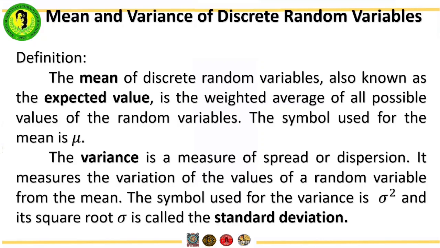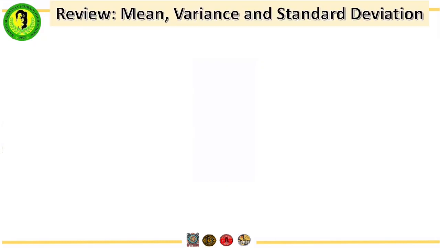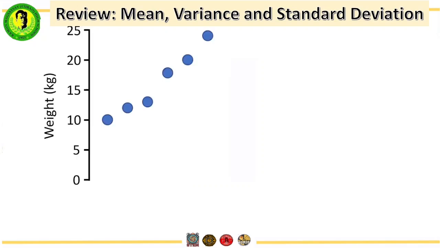Okay? So later we will have a review about variance and standard deviation if you're not familiar with these two terms. So let's review the mean, variance, and standard deviation. Again, mean means it is the average of all the data that was given. So I prepared some data. Again, reminder, this is just a review. This is not the mean of the discrete random variable. And we know that weight is not discrete, right?